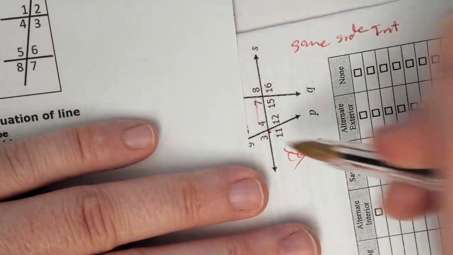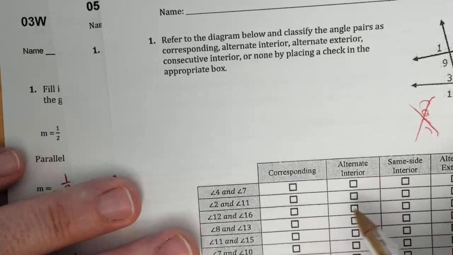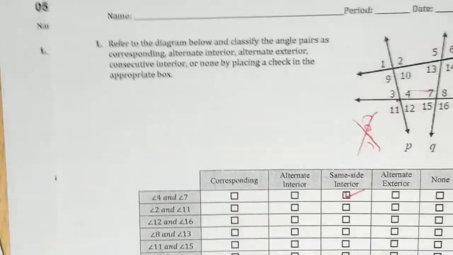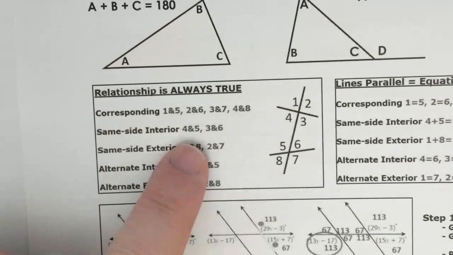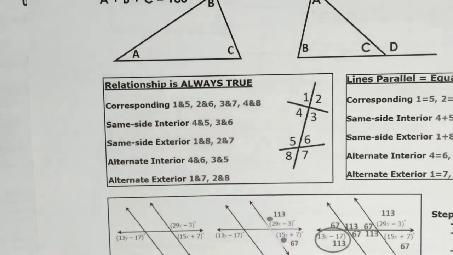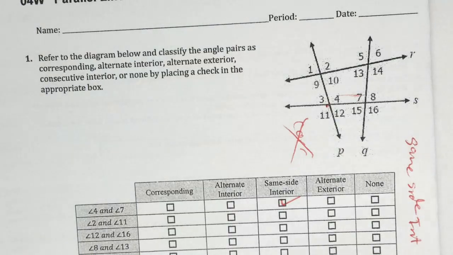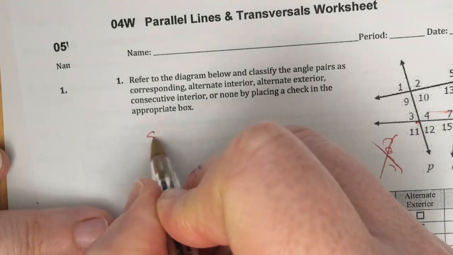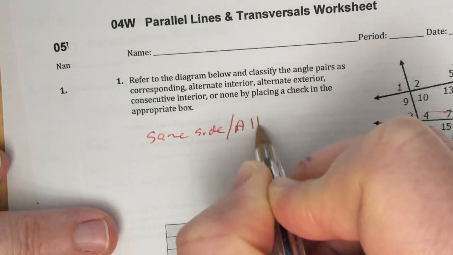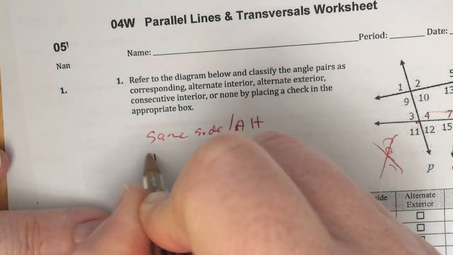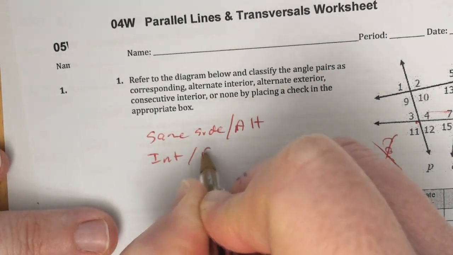So 12 and 15 would be another example of same side interior. All right, so 4 and 7 is same side interior. And you just have to keep going through all those rules. So here are examples of what the angles would be. Basically, ask yourself: are they on the same side or alternate sides of the train tracks? Are they interior angles or exterior angles?